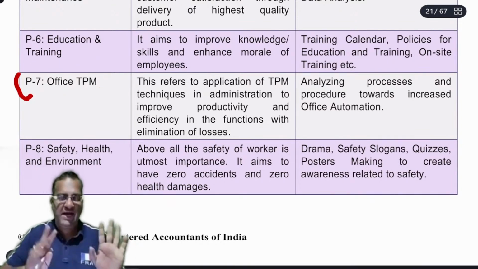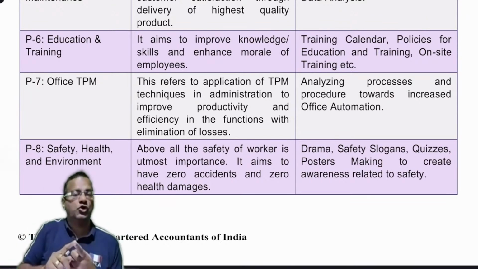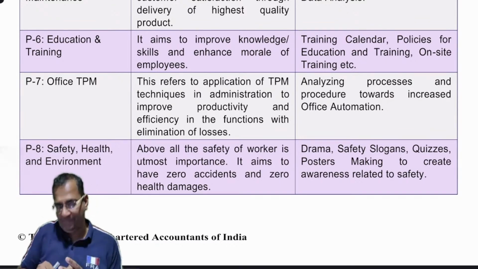So there are total 8 pillars of TPM. The first one is autonomous maintenance. The second one is planned maintenance. Third one is quality maintenance. Fourth one is focused improvement. Fifth one is early management. Sixth one is related with health, safety and environment. Then education and training. And the last one is office TPM.